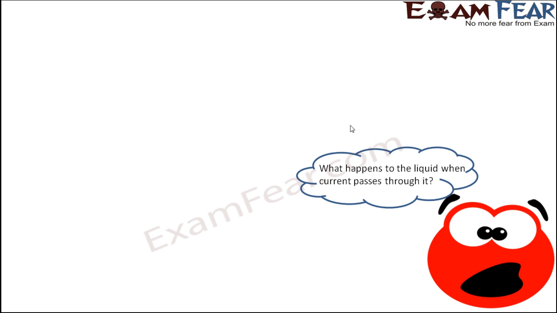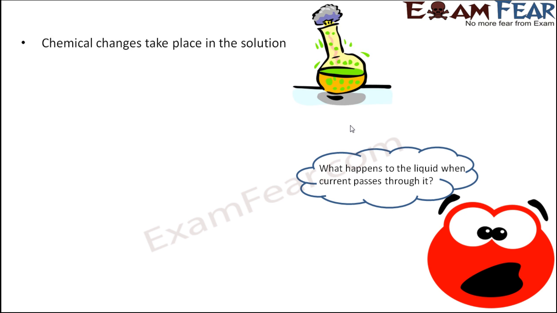Comes the most important question of this lesson. We saw that liquids conduct electricity. Some of them conduct it easily, some not that great, but yes, liquids are capable of conducting electricity. Now the question is, what happens to the liquid when current passes through it? We will look at the changes which take place in the liquid as long as the current is flowing through it. That is what we are going to see in the next section.